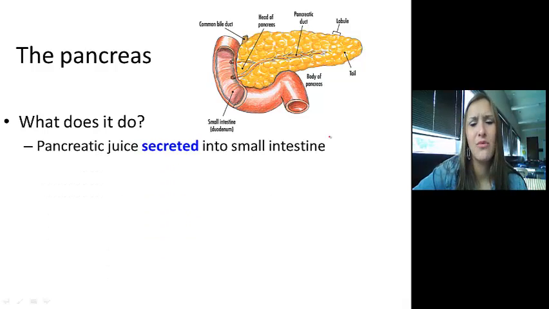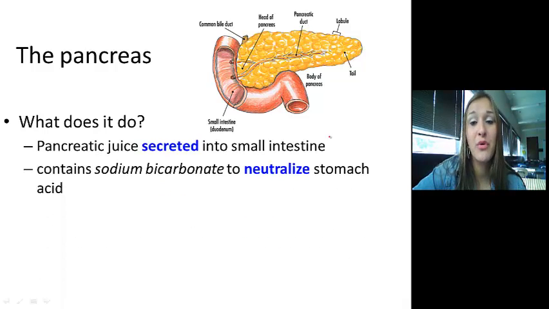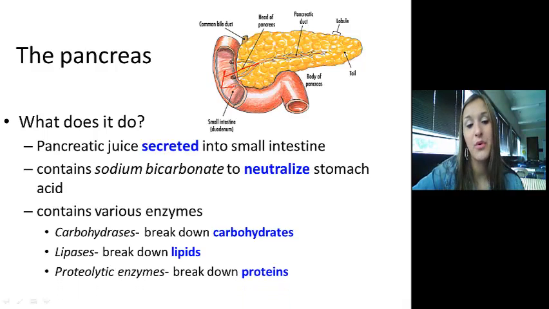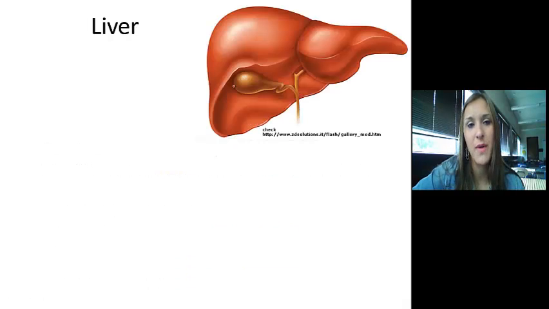The pancreas, what does it do? The pancreas is really important for producing all sorts of molecules. They produce sodium bicarbonate, which makes the stomach acid less acidic. You don't want your small intestine to just rot away. So what happens is the pancreas is going to release things into the small intestine to make it not as acidic. It also has various enzymes, such as carbohydrases, which are breaking down carbohydrates, lipases, which are breaking down lipids, and proteolytic enzymes, which are breaking down proteins. Remember, those are our organic molecules we learned about earlier.